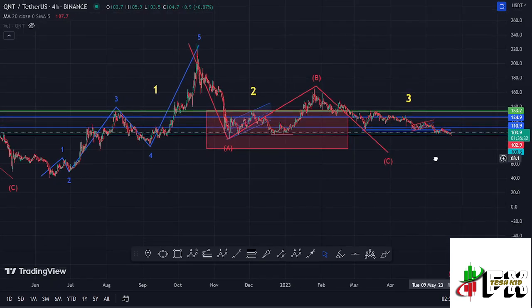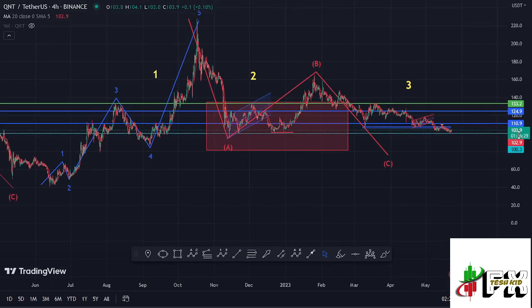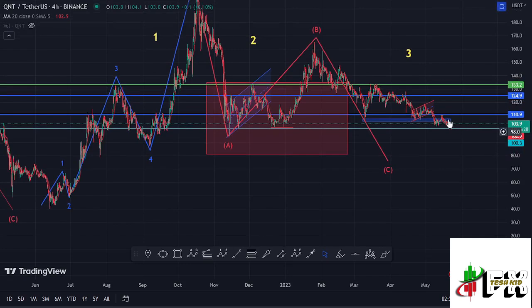And if by any chance we get rejected at key areas of resistance over here, see another pullback to the lower side, and maybe at some point we lose significant areas of support, then there are high chances that Quant could give us one more leg down in the formation of these higher Elliott wave count 2.